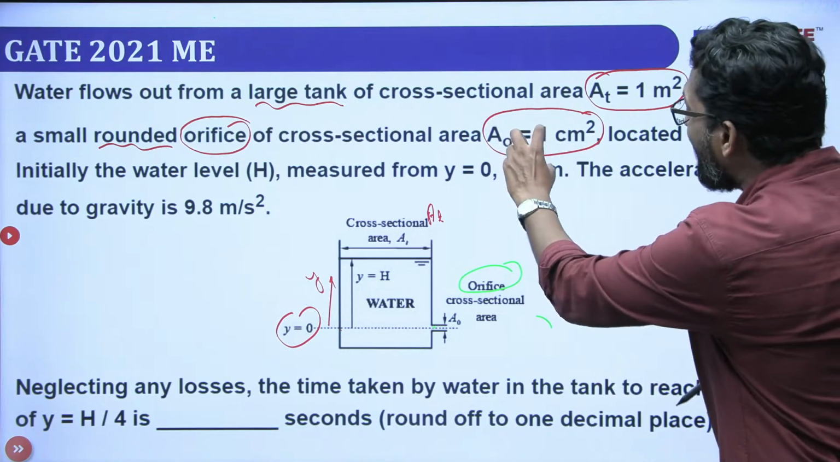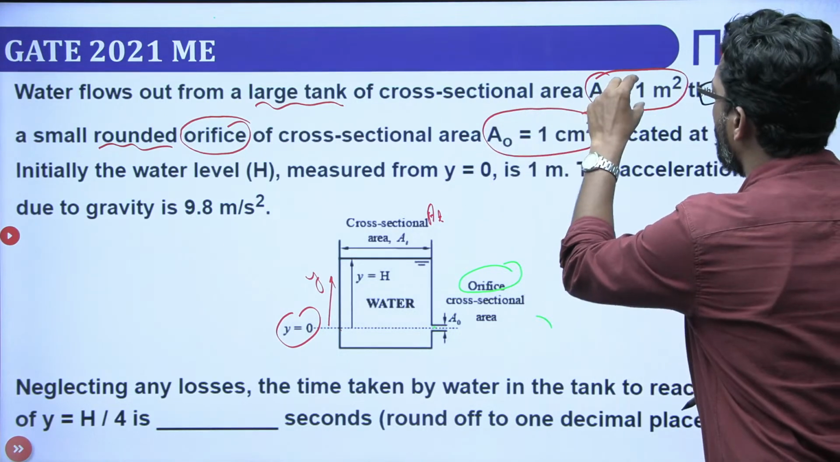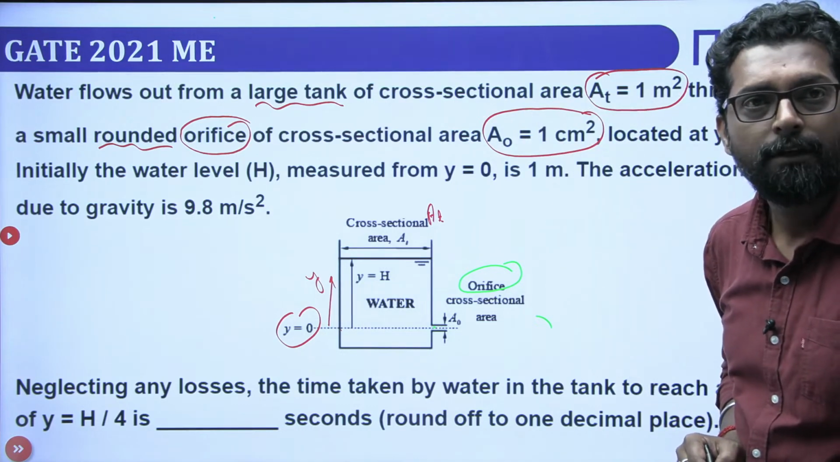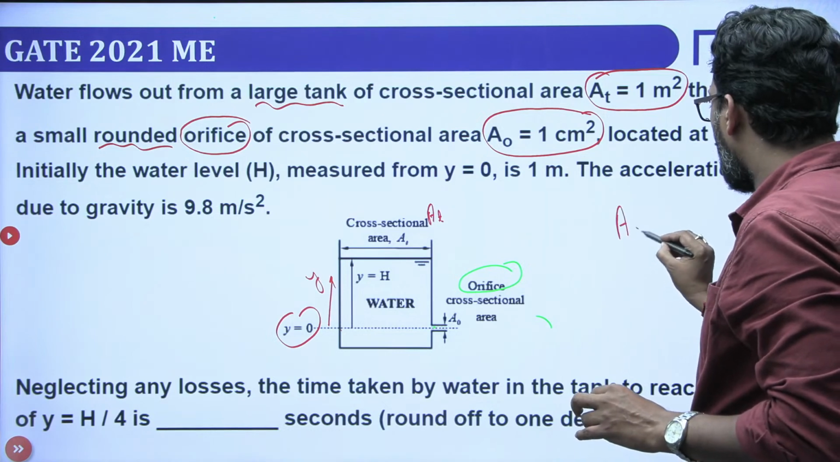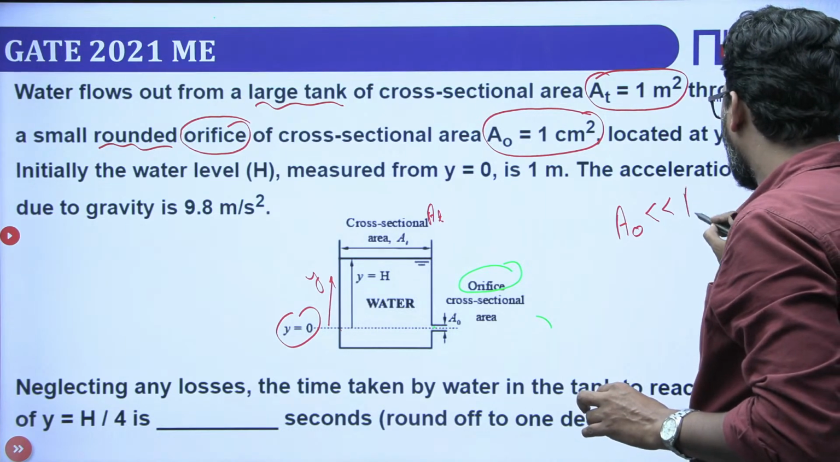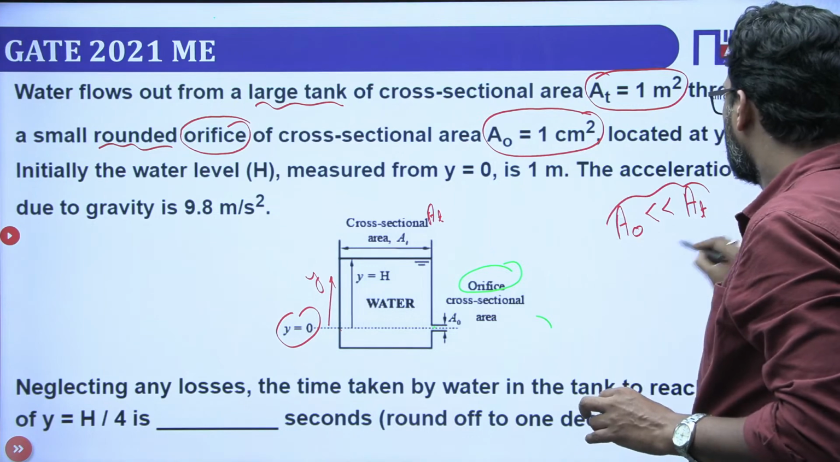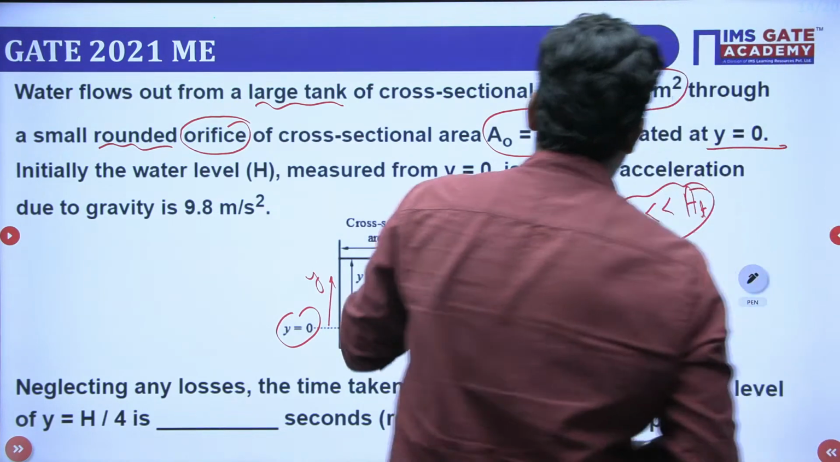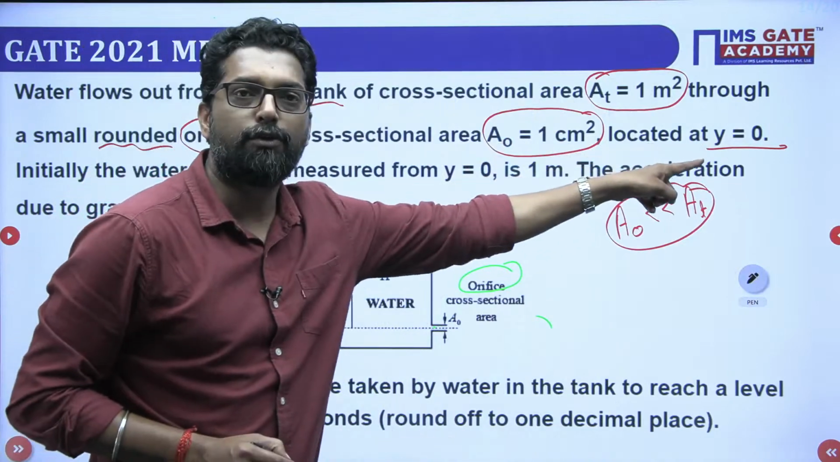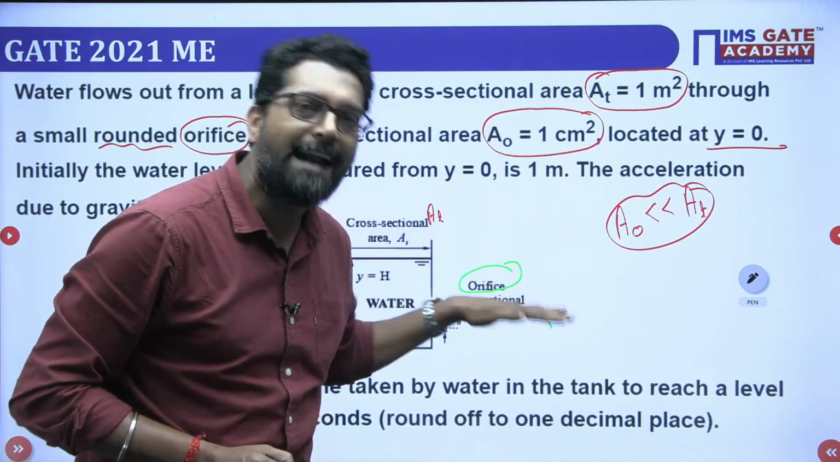So this area is very minimum as compared to the top area of the tank. This has a meaning: A of orifice is very much less than A of the tank. I will discuss this. The orifice is located at y equal to 0. That means you have to place a datum at the orifice.